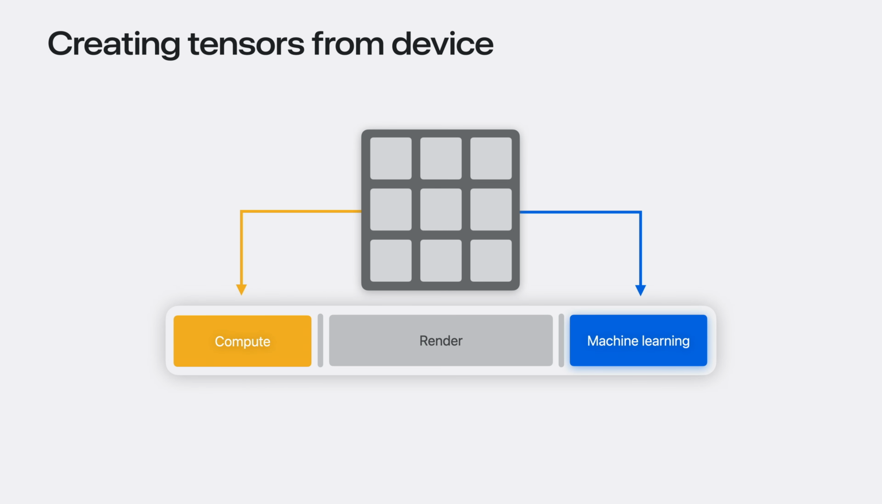Usage properties indicate how the tensor will be utilized: machine learning for ML encoder, compute or render for usage inside of your shader programs. It's also possible to combine usages, like the usage property for textures. These are the important tensor properties that should be populated on a tensor descriptor object.